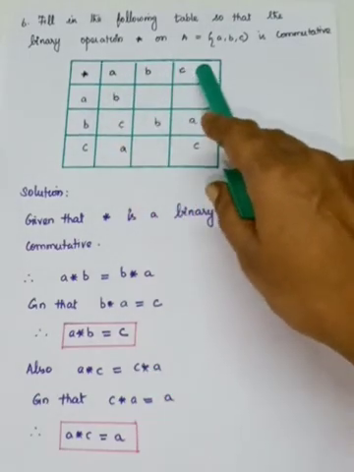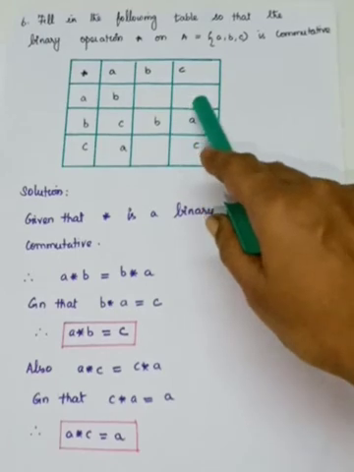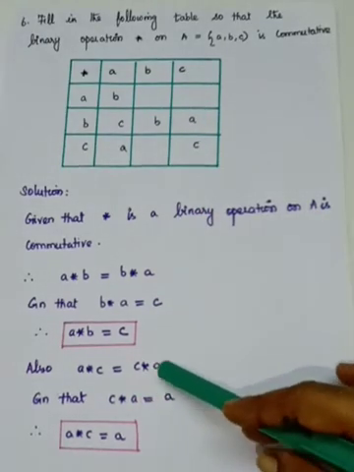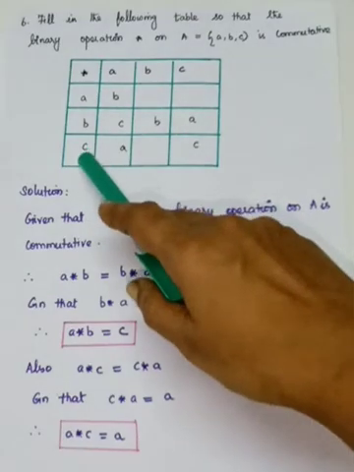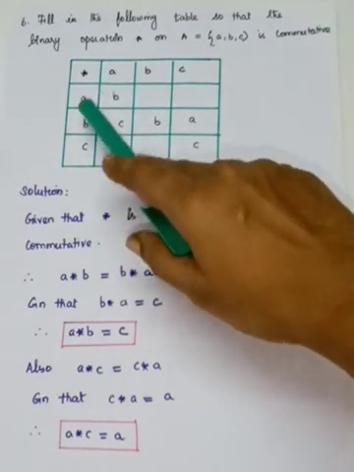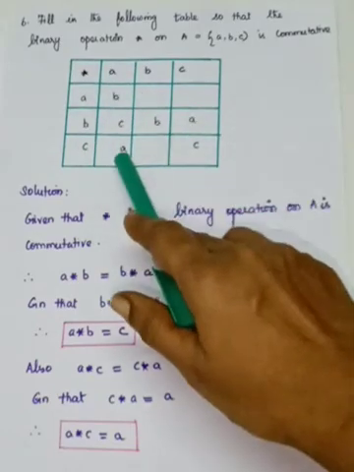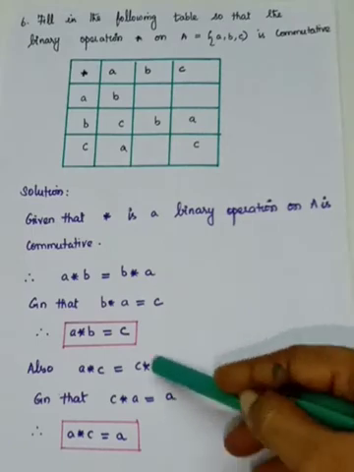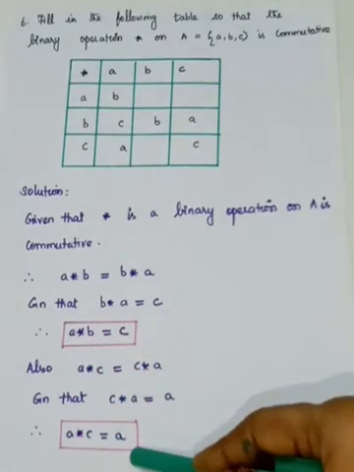A asterisk C has to be found. For that, it is equal to C asterisk A. So the C you have to see in the column. So here C is here and A is in here. So C asterisk A, the answer is A. So C asterisk A is equal to A means A asterisk C is also A.